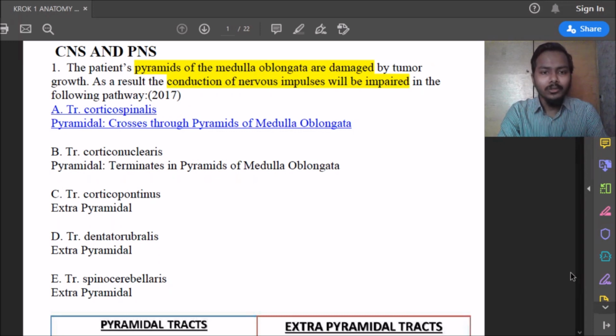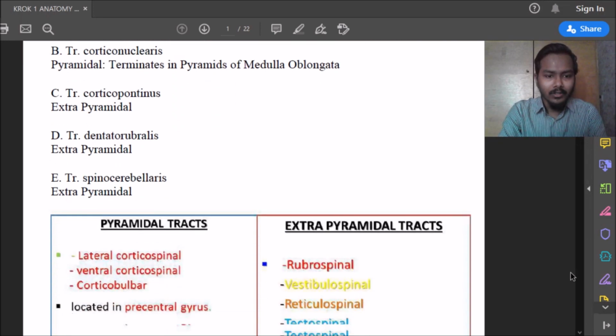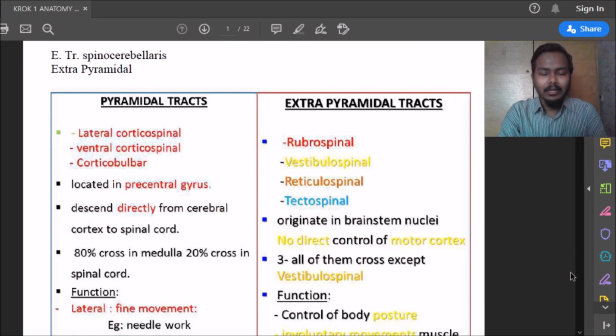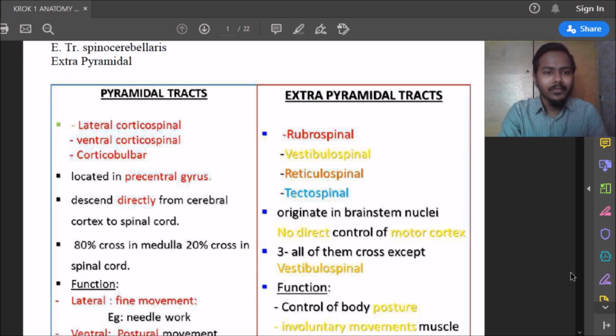So for that, you need to know all about the ascending tract and descending tract. All you need to know about pyramidal and extrapyramidal tracts. So why is it? Because the corticospinal tract crosses at the pyramids of the medulla oblongata. So you can see the pyramidal tract and extrapyramidal tract differentiation.